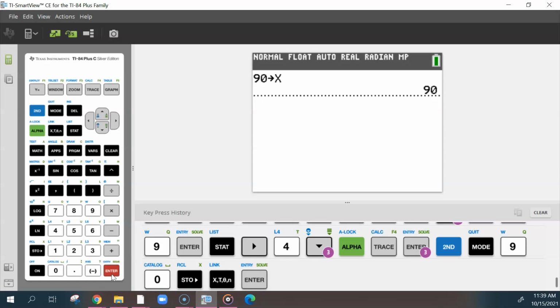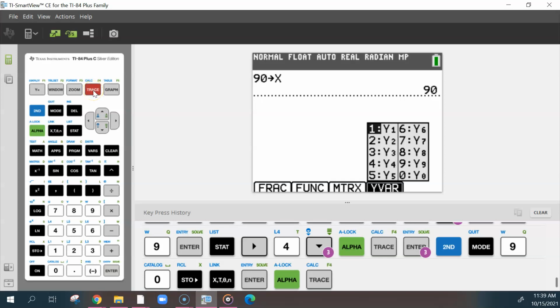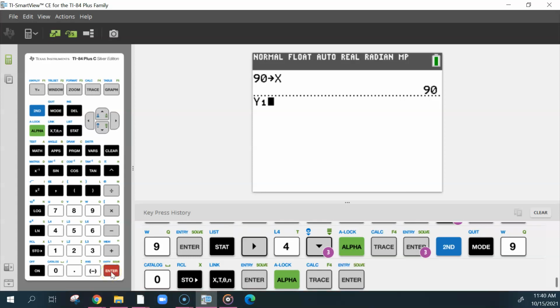Now I'm going to go back and grab the equation I stored in Y1, alpha trace. If you didn't store it in Y1 and stored it somewhere else, just grab whichever one that was. And hit enter, and enter again. That put 90 in for x with all of the decimals and solved it. So we can say life expectancy in 2010 is 77.03.